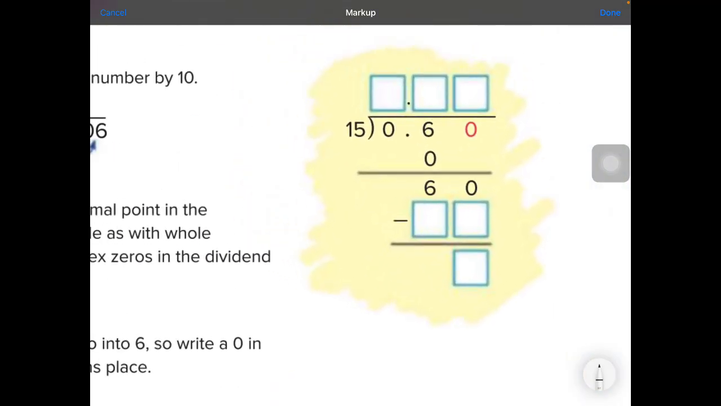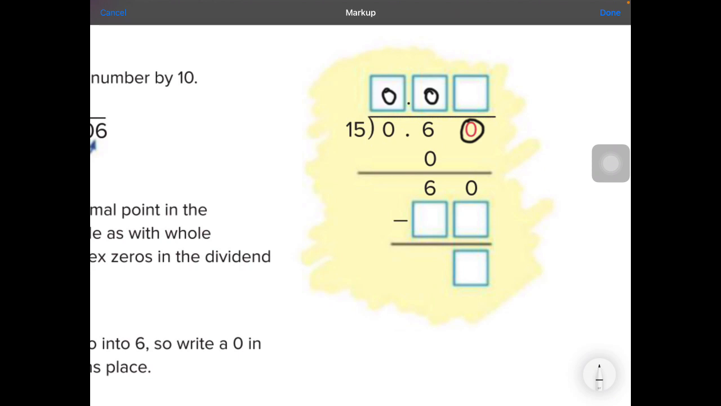Oops, I need help putting a marker. I need to do markup. Sorry about that.